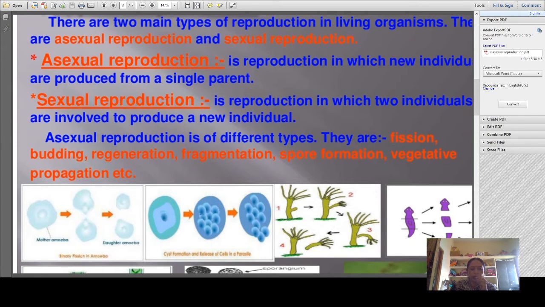Second is the case of multiple fission. Here you can see a single organism developing inside a cyst, and when favorable climatic conditions occur, the cyst bursts and the new individuals float in the air. Third one is budding. In this type, a small bud grows, and after maturation it detaches from the parent and develops as a new individual. And the fourth one is regeneration or fragmentation. Here you can see the body is cut into three pieces and each body part grows into a new one.